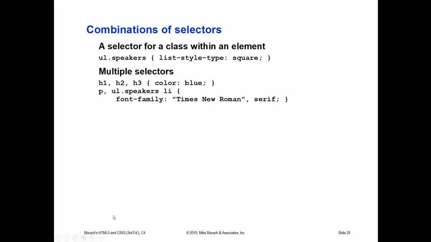You can also use what are called combinations of selectors. I've even seen this called combinators. This first group of examples shows you how to code these. To select an element by class name, for example, you code the element name, UL, followed by a period, followed by the class name. So this selects all UL elements with a class of speakers.